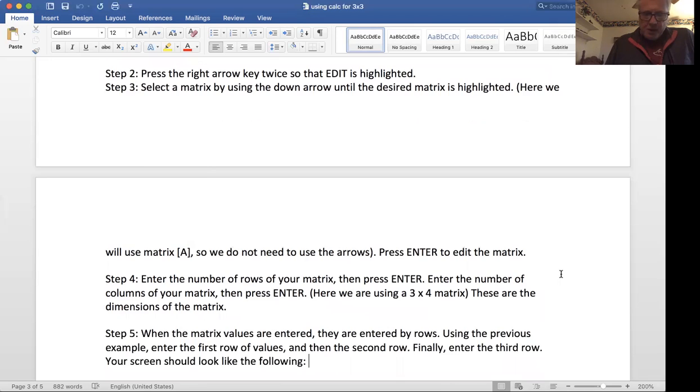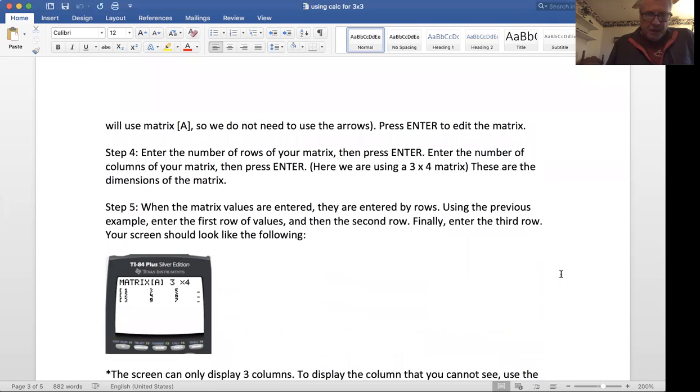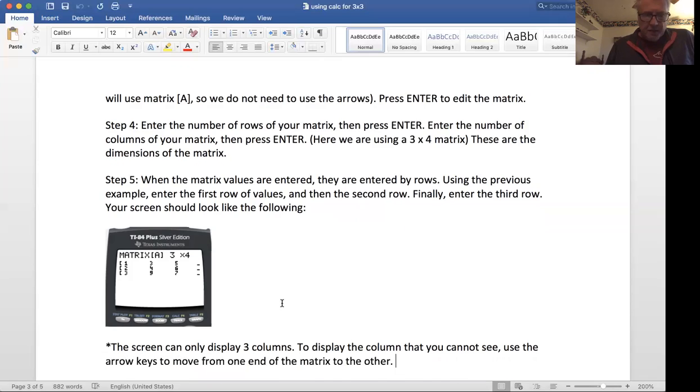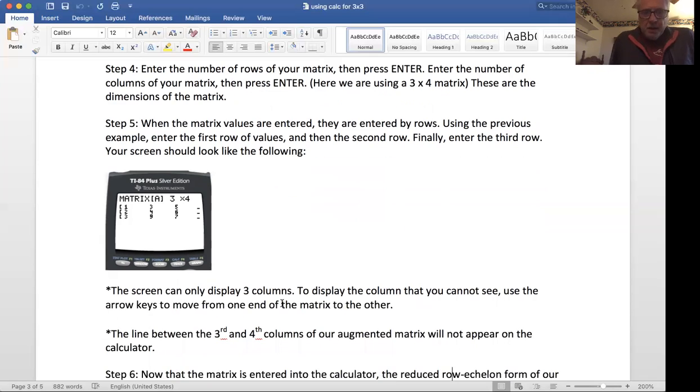When the matrix is entered in step 5, okay, so we have this entered in step 5. You can't see the result here because it runs off the screen. It's okay, it's still there. If you arrowed over with your calculator, say with your cursor in this first row, you'd see the result. The screen can only display 3 columns, so again, don't sweat it.